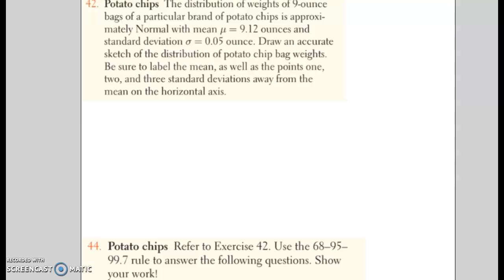It tells me the distribution of weights of 9-ounce bags of a particular brand of potato chips is approximately normal. So I know the shape is going to be bell curved. I'm thinking about this as I read. With a mean of 9.12, that means 9.12 is going to be in the middle of the curve, and a standard deviation of 0.05. Draw an accurate sketch of the distribution of potato chip bag weights. Be sure to label the mean, as well as the points 1, 2, and 3 standard deviations away from the mean on the horizontal axis.